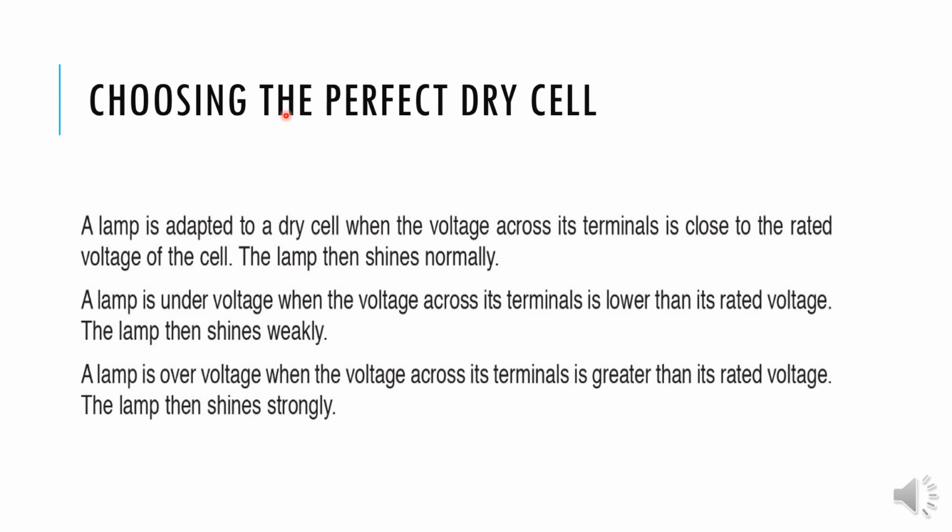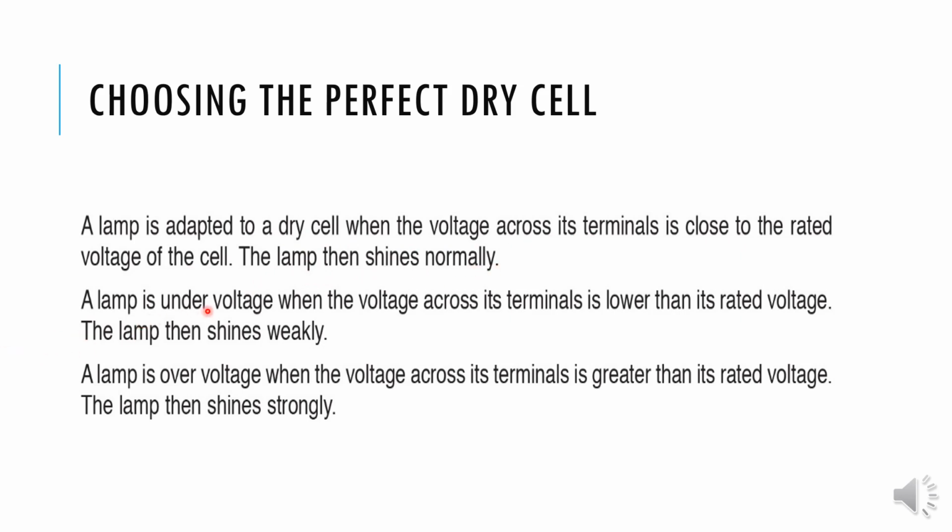Now we have to choose the perfect dry cell. A lamp is adapted to a dry cell. So the lamp is considered adapted to a dry cell when the voltage across its terminals is close to the rated voltage, or if it's equal to the rated voltage. The lamp then shines normally.